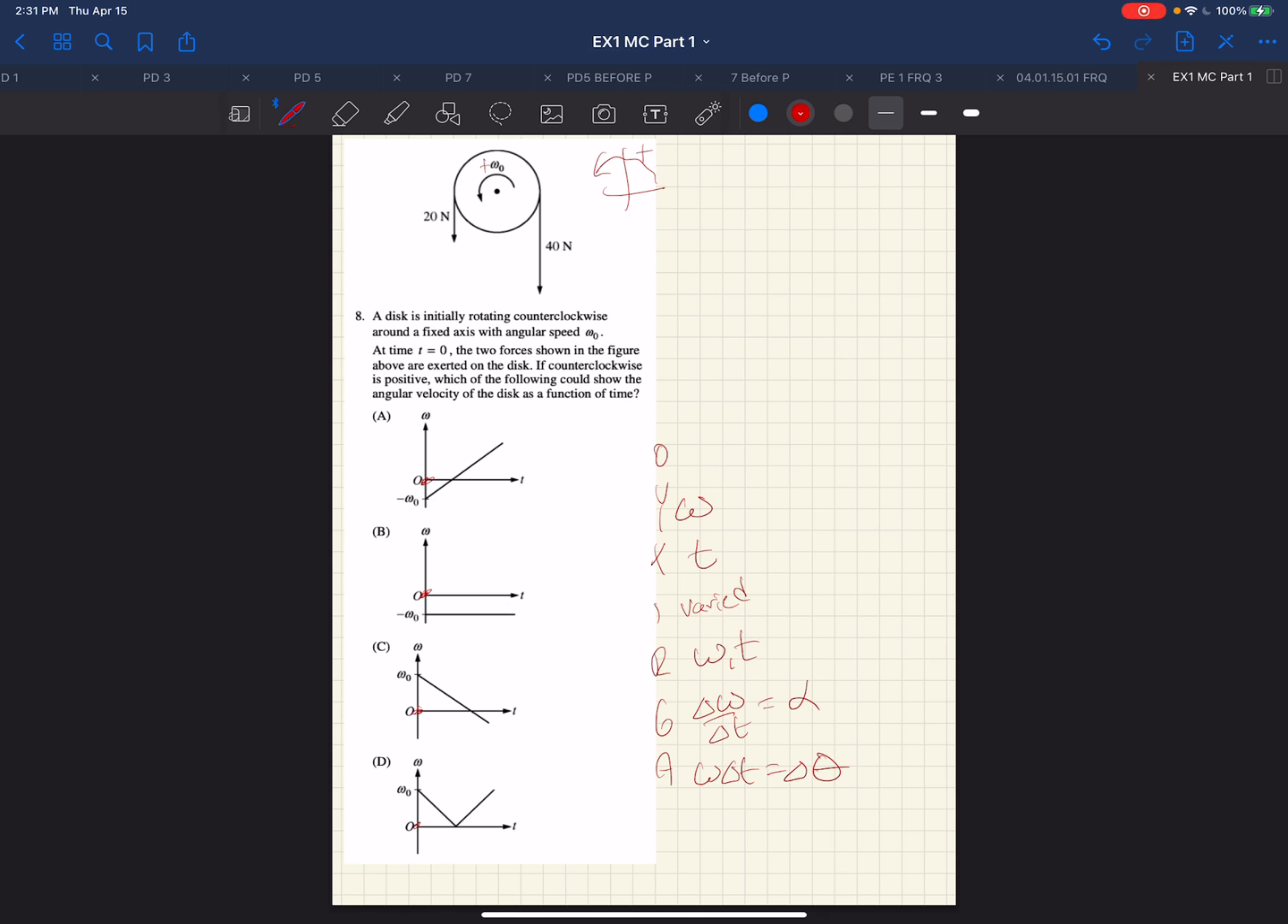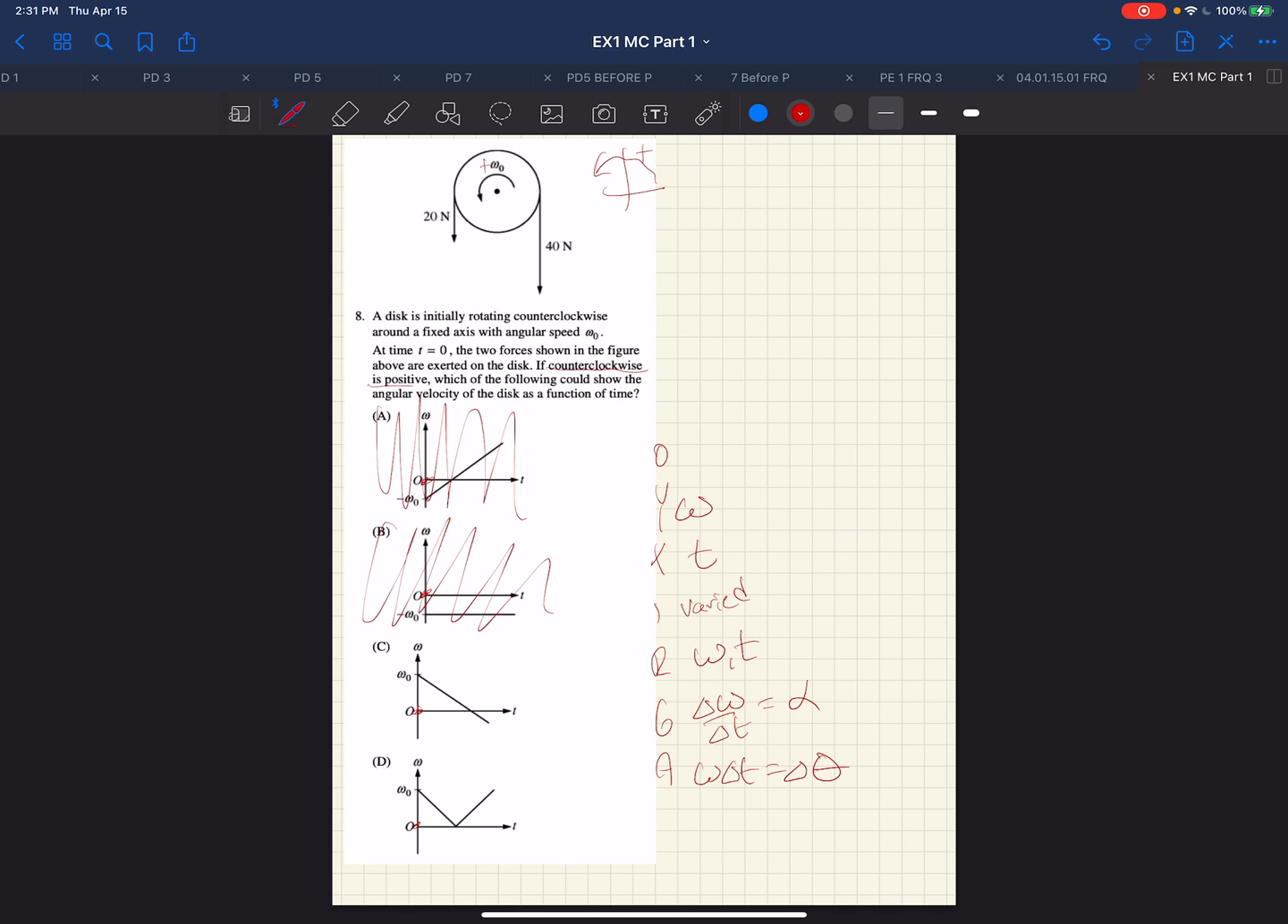Let's see. Choice A shows a negative omega in the beginning. That can't be right. Choice B shows a negative omega to begin with. Choice C shows a positive omega, and choice D shows a positive omega. Notice we're at 50-50 just by recognizing that in the beginning the omega was positive. In fact, they even tell us counterclockwise is positive.